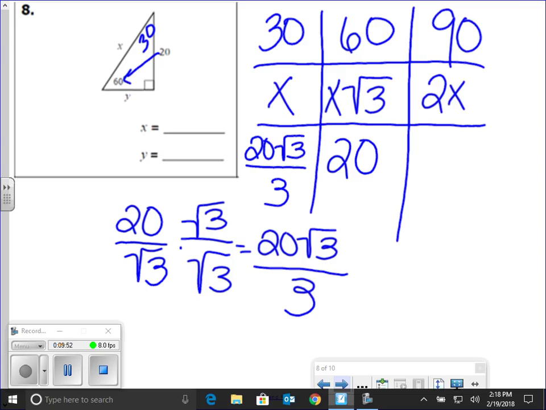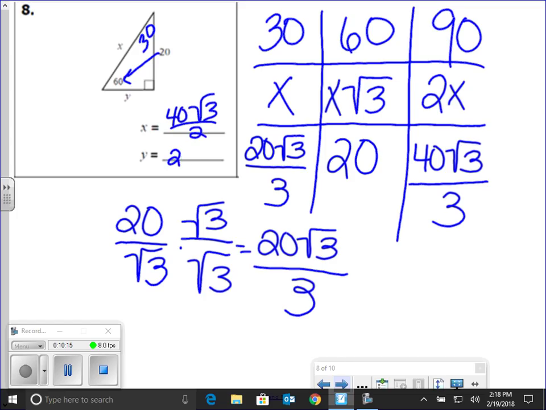And to get the hypotenuse now, we just need to take the short leg and double it. So that would be 40 square roots of 3 over 3. So in this picture, x is the hypotenuse, and that's 40 square roots of 3 over 3. And y is the short leg, which is 20 square roots of 3 over 3. Sorry, this should be a 3, not a 2.